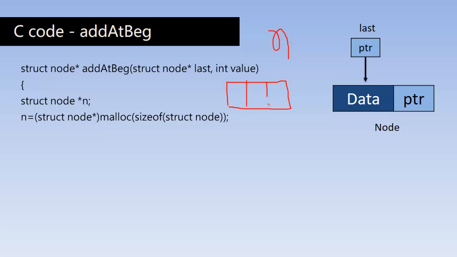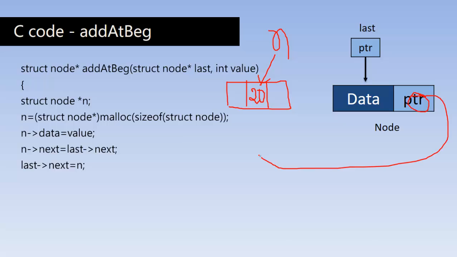Let us assume that this is newly created, and n arrow data will store the value. Suppose I have stored 20 in it. The address in last arrow next, which means the first node, will be stored back into n arrow next here, so this will point to the first node. Next I'll store the address of n inside last arrow next. So now the last node is pointing to the new node, which points to the first node, and return last.